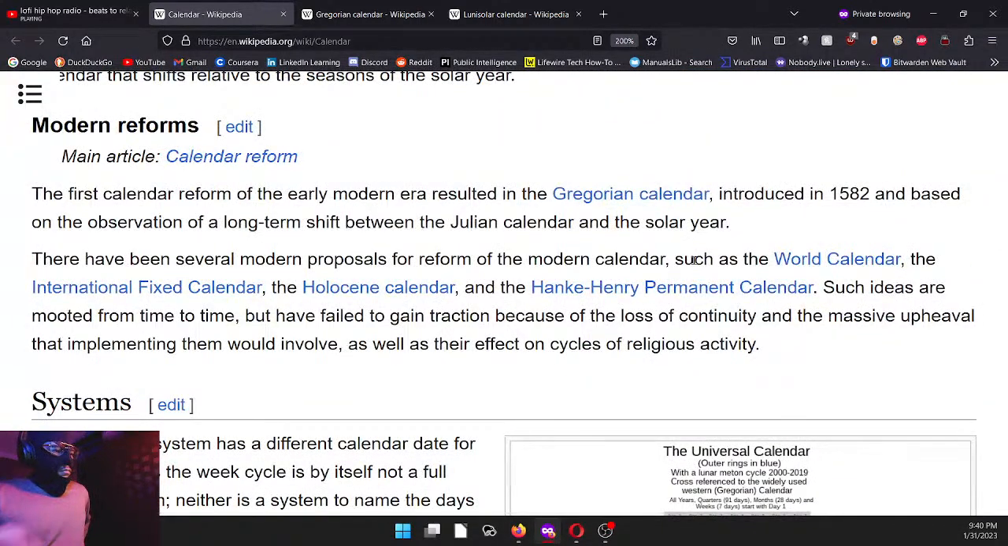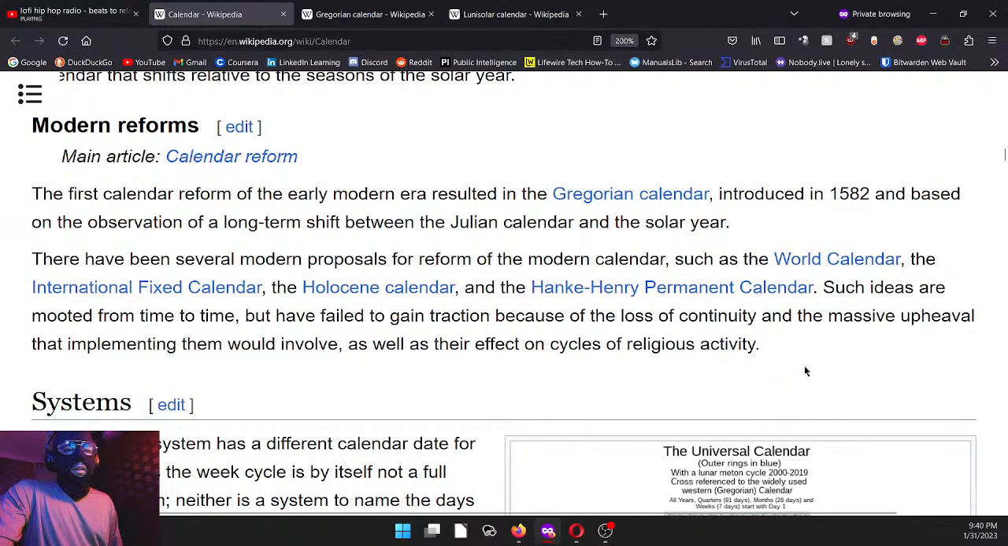Modern reforms. The first calendar reform of the early modern era resulted in the Gregorian calendar, introduced in 1582 and based on the observation of a long-term shift between the Julian calendar and the solar calendar. There have been several modern proposals for reform of the modern calendar, such as the World Calendar, the International Fixed Calendar, the Holocene calendar, and the Hanke-Henry Permanent Calendar. Such ideas are mooted from time to time, but have failed to gain traction because of the loss of continuity and the massive upheaval that implementing them would involve, as well as their effect on cycles of religious activity.